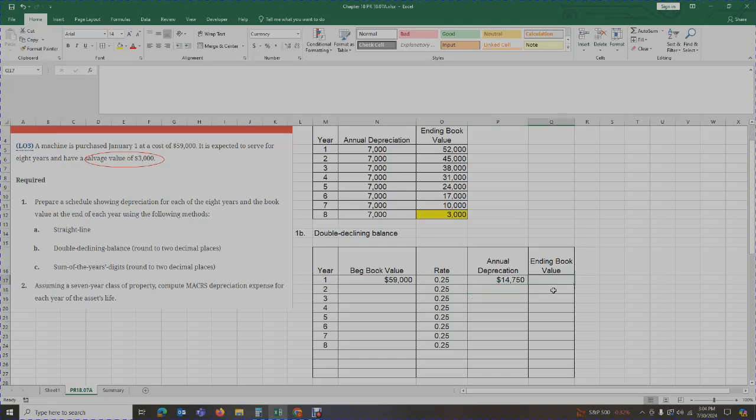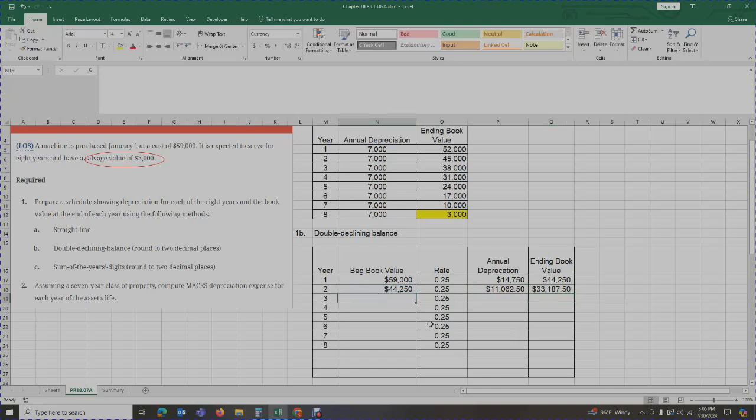So my ending book value would be your beginning book value minus your annual depreciation, and that will give you your ending book value. Now your ending book value, you're going to bring it down to the next year, to year number 2. That's going to be your starting point. You're going to get your beginning book value times the rate, and that's going to give you your annual depreciation. We're going to go ahead and get the beginning book value minus the annual depreciation, and that will give me my ending book value.